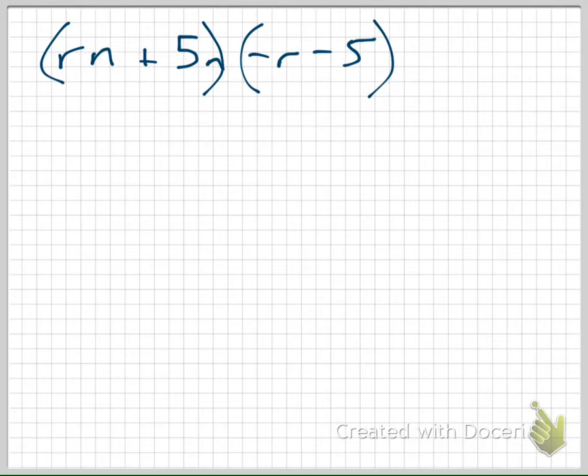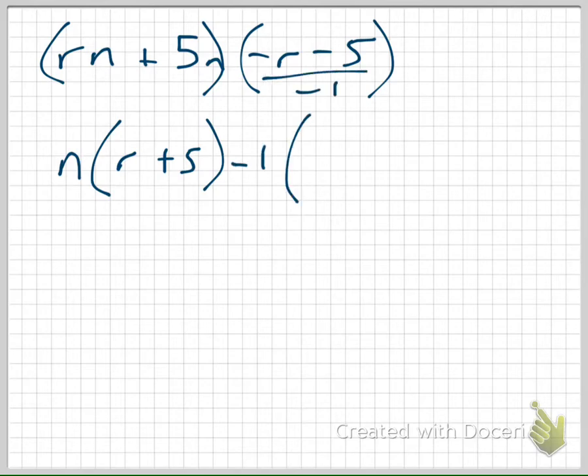What can I pull out of this now? I can pull out an n, right? So it's going to be n times what? R plus 5. Do you agree? Okay. What can I pull out of here? This is important. I can pull out a -1. Do you see what I'm saying? I can pull out a -1 there. Do you see it? Dividing this by -1, that leaves me with R plus 5.